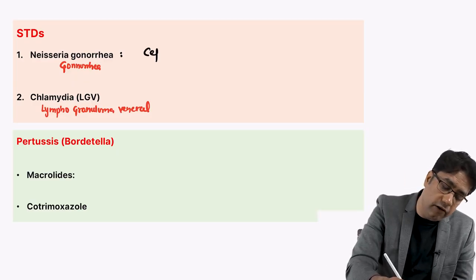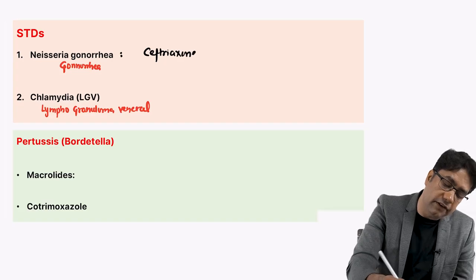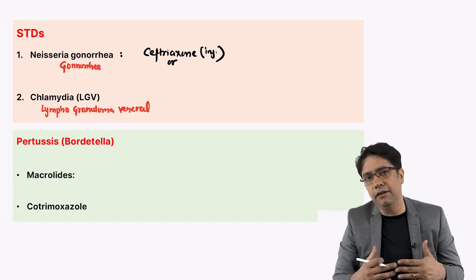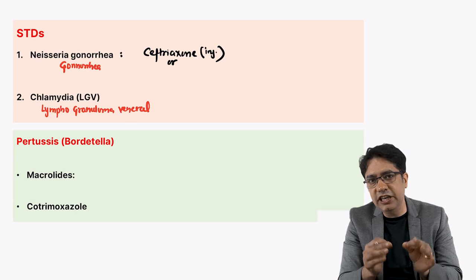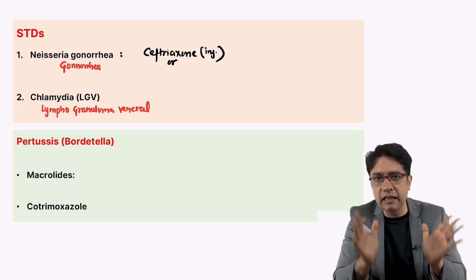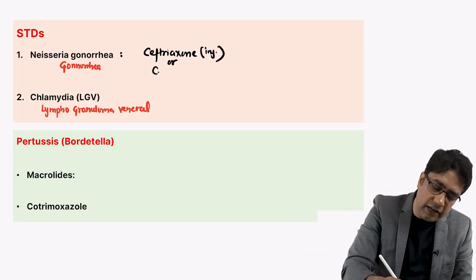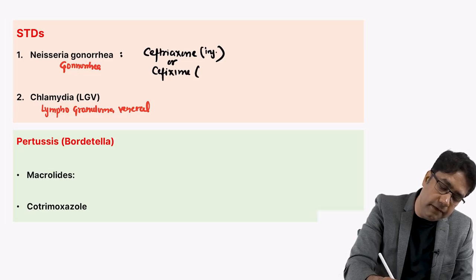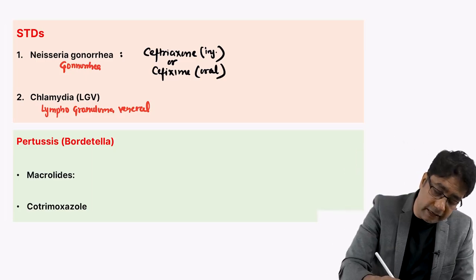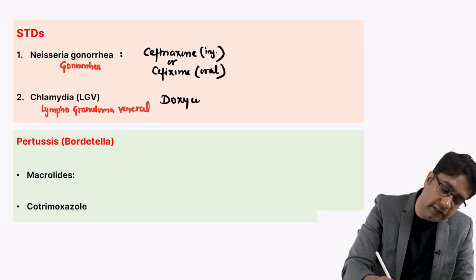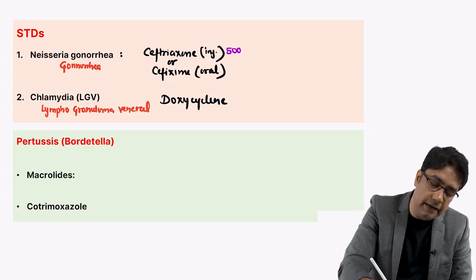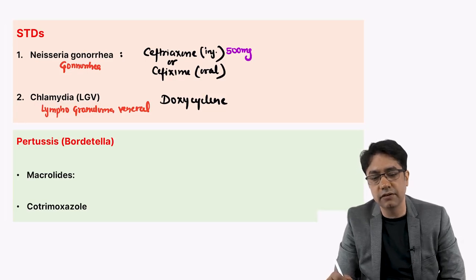We give ceftriaxone by injection, but sometimes in our country, we supply STD kits, and these kits are delivered to the homes by health workers. So at that time, we can give oral drug cefixime. Both are third generation cephalosporin. What about chlamydia? In chlamydia, we give doxycycline. The dose of ceftriaxone is 500 milligram intramuscular injection.